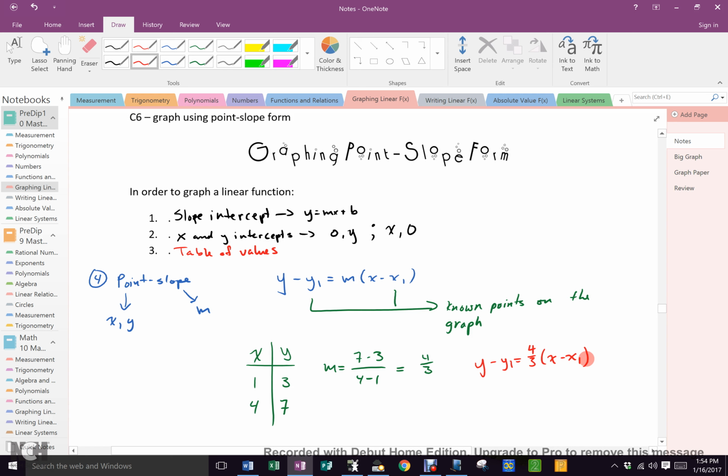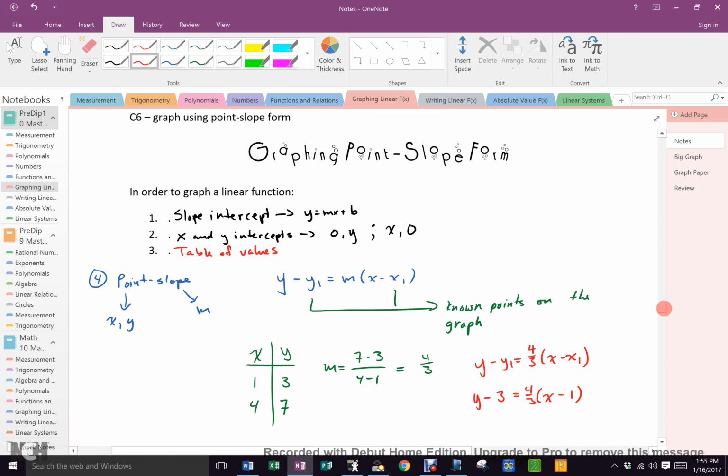Now, I told you that y1 and x1 are known points on the graph. Well, on this graph, we know these 2 points, don't we? That's an x, that's a y, that's an x, that's a y. So could we put them in here? So y minus, what's one of the y's? 3. Equals 4/3 x. And what's the x that goes with 3? Minus 1.